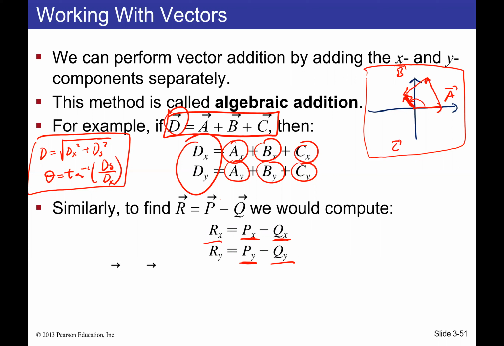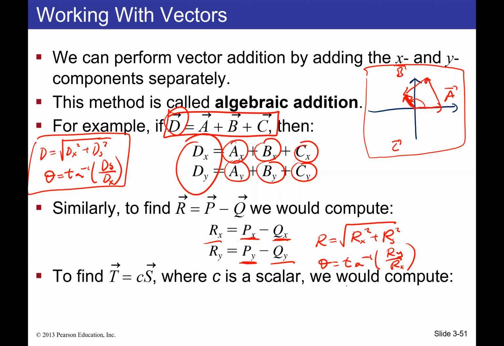Okay. But again, find the resultant by taking the square root of x component square plus y component square, right? And then use inverse tangent to find then the direction of this resultant vector. All right, so that's kind of what we can do.